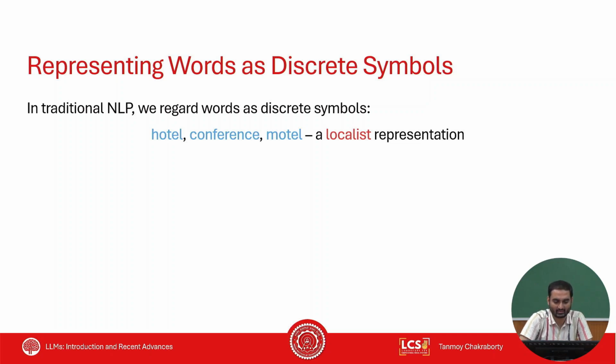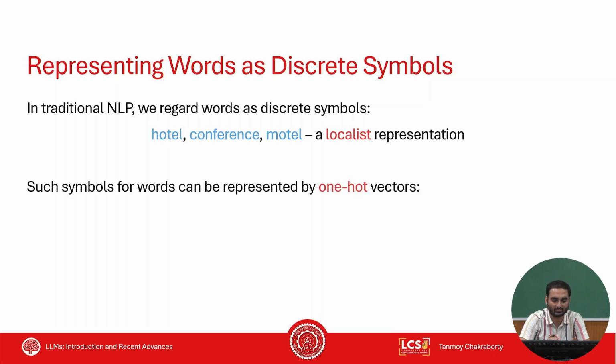But then people realized that this might not be a good approach. I'll tell you why. What is needed is that we essentially need some sort of vectorized representation of a word. Computers don't know characters, computers know numbers. So we all know ASCII values, right?